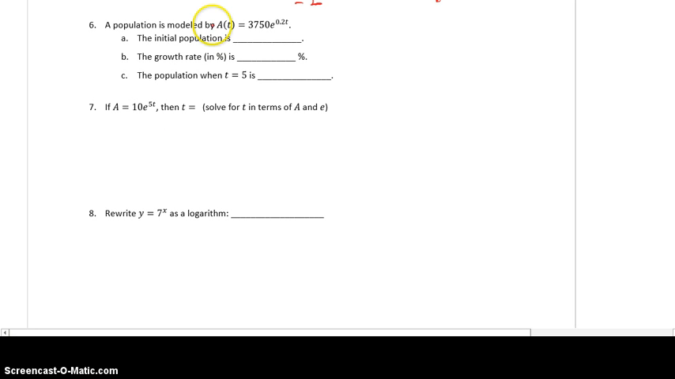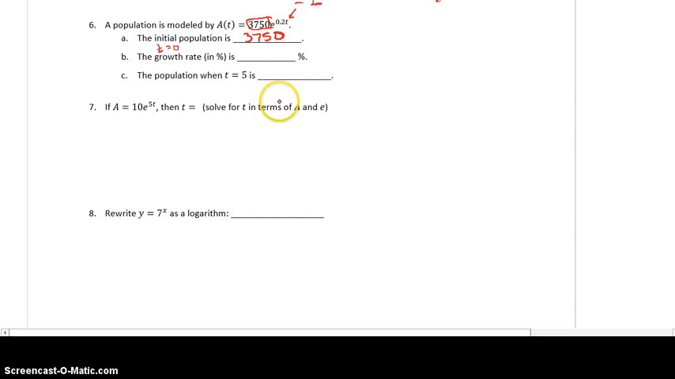This next question is basically just asking what are the different pieces here of this model right here. Our initial population is always this quantity right here, because if we plug in t equals 0, and that's what we mean by initial, t equals 0, our exponent is 0. E to the 0, anything to the 0 power is always 1. 3750 times 1 is 3750.